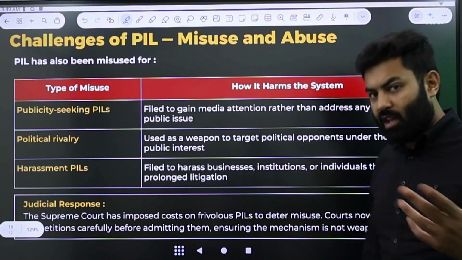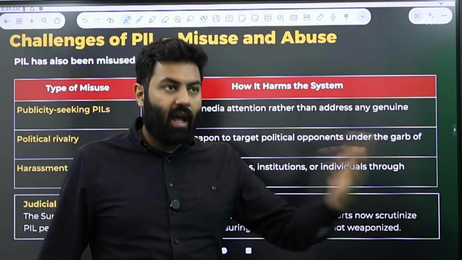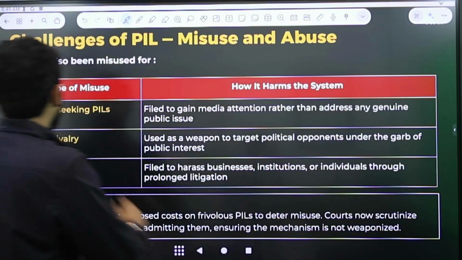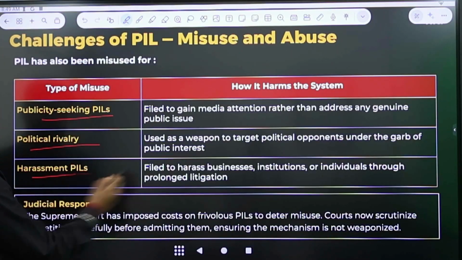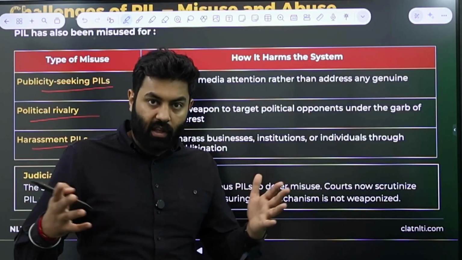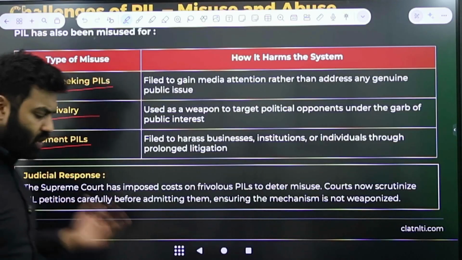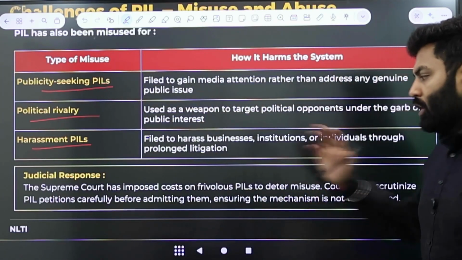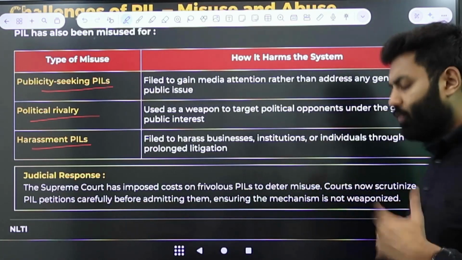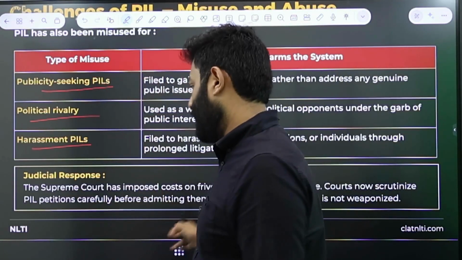Challenges of PIL, right? There we have seen misuse, like filing multiple PILs against a particular company and then asking for money to stop the process of the PILs, right? So publicity seeking, political rivalry, harassment PILs, these are the challenges to PILs. Whenever the court feels that a certain PIL is a kind of harassment or political rivalry, the courts intervene and try to stop it. The Supreme Court has imposed costs on PILs to deter misuse. Courts now scrutinize petitions, so they try to find out whether it is a genuine PIL or maybe a kind of publicity seeking, political rivalry or harassment PIL, right?